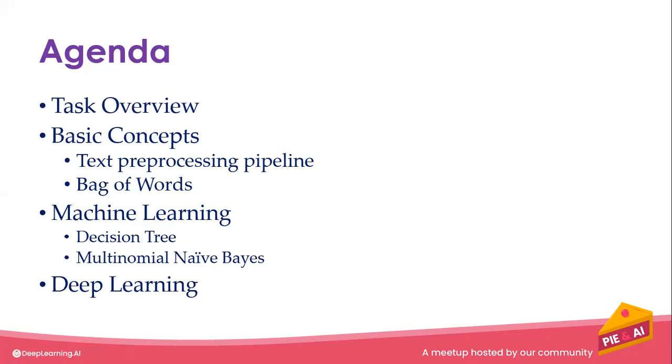So first we'll go through the task overview. After that, we'll see some of the basic concepts involved, which are the text preprocessing pipeline and the bag of words concept. Later on, we will see two machine learning algorithms, the decision tree and multinomial naive Bayes. We will also implement them.